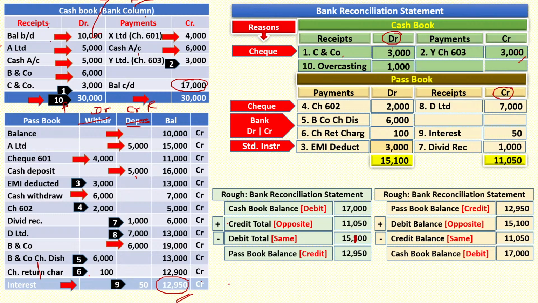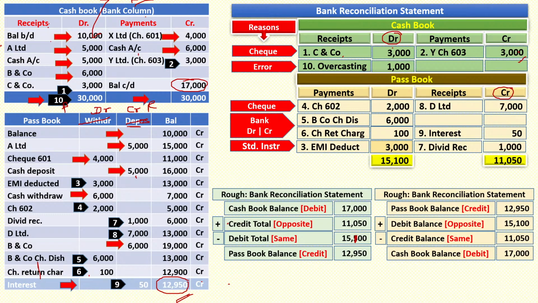I may invest in stocks, shares, and bonds. For that, I may get interest and dividend periodically. That is also auto-credited in my bank account, and I'm not aware about that. On seeing the statement only, I'm able to find out some of the receipts and payments as per my regular standing instruction. That will be the third one. So, the first three: check, bank, and standing instruction related.